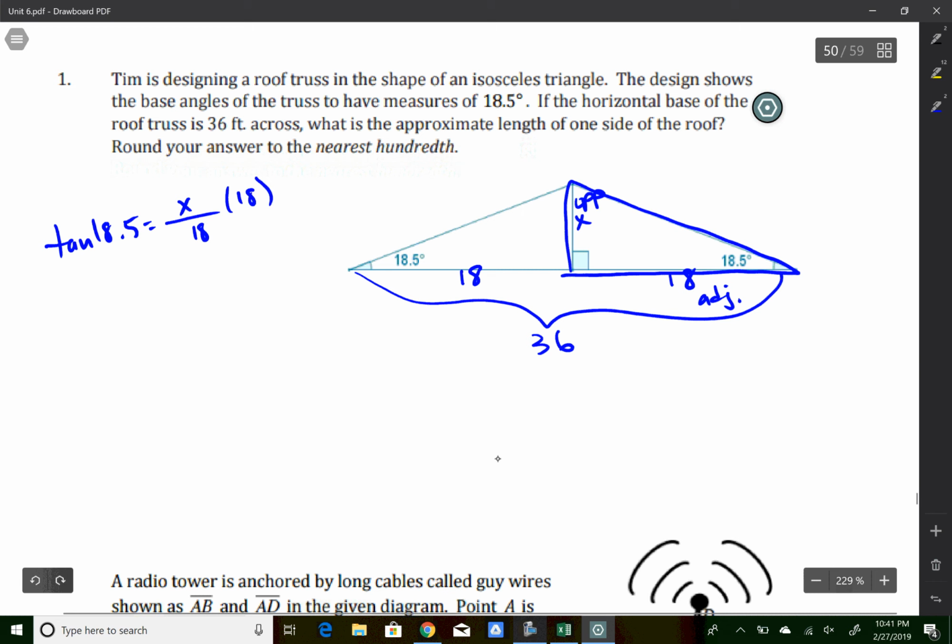Multiply both sides by 18, and I get x equals 18 tangent of 18.5, which to the nearest hundredth is 6.02 feet. Not too bad.